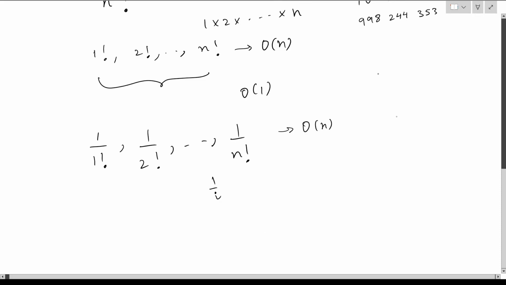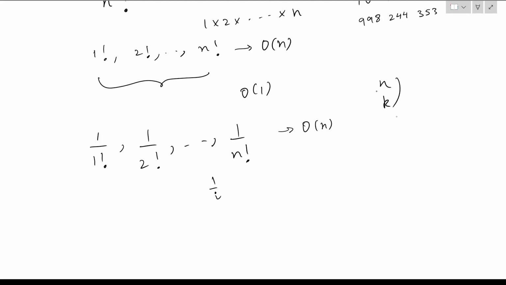And then when we want to find the binomial coefficient n choose k, that can simply be done because we already have n factorial, and then we have 1 by k factorial, and we also have 1 by n minus k factorial. So we have all three of these values pre-computed, and so we simply need to multiply them, which takes order 1 time.